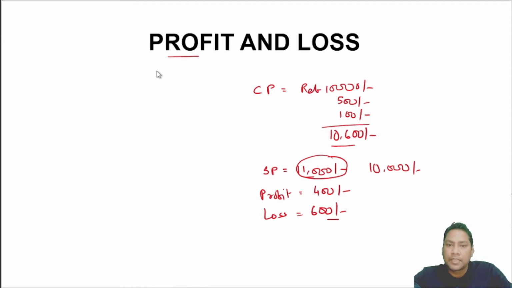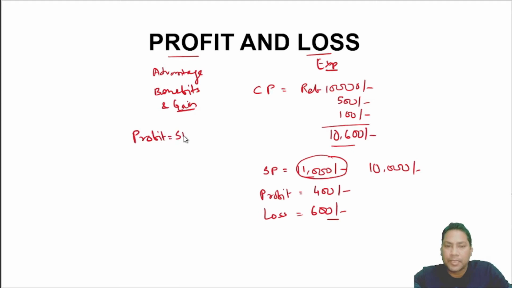Profit means any advantage, benefit and gain. This is called the profit, and loss means the expenses. Now, how to calculate profit and loss? Profit occurs when the selling price is greater than the cost price. Means the selling price should be higher than the cost price, then there will be profit. And loss occurs when the cost price is greater than the selling price.